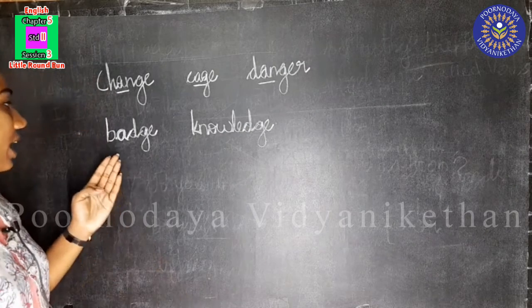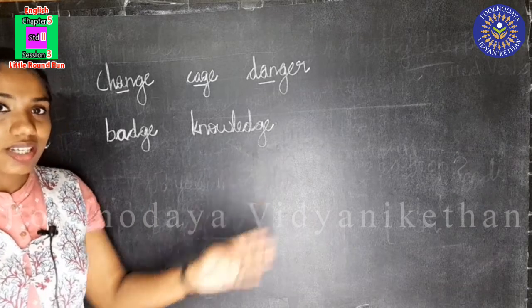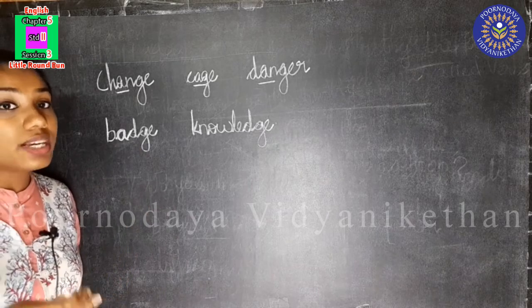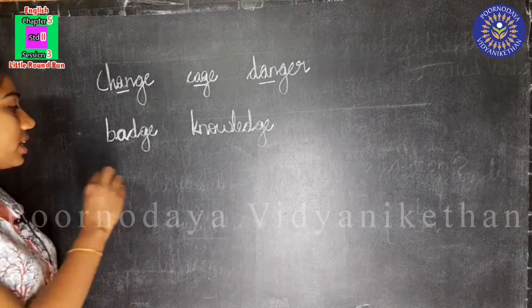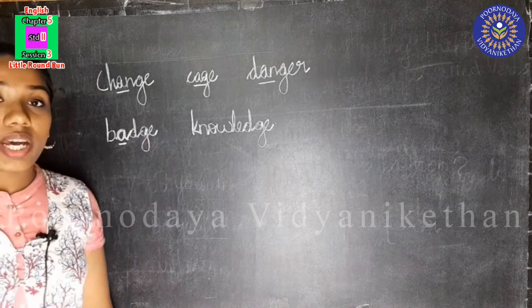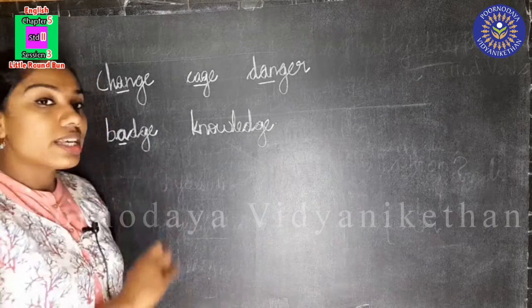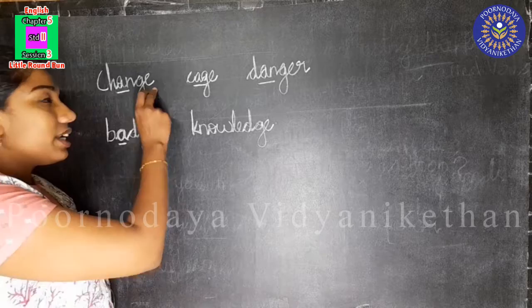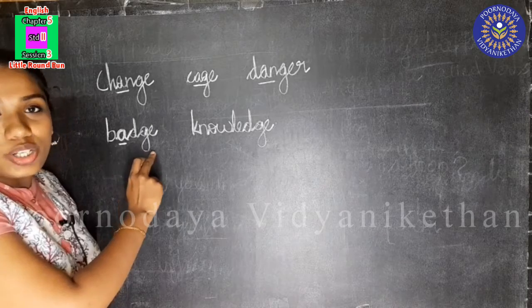Did you understand? And what about this badge? Badge. Knowledge. So here, the A sound is short. The vowel sound is short. Badge. It is not badge, it is badge. So it is a short vowel. So we can use DGE. If there is a short vowel sound at the end of the word, we can use DGE. If it is a long vowel sound, we can use GE. If it is a short vowel sound, then we can use DGE.